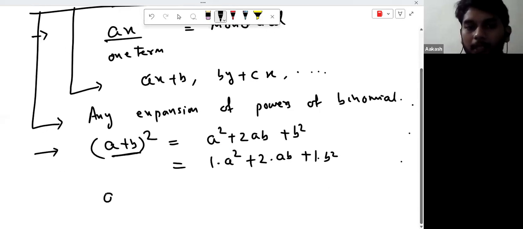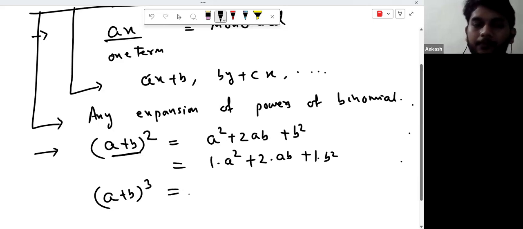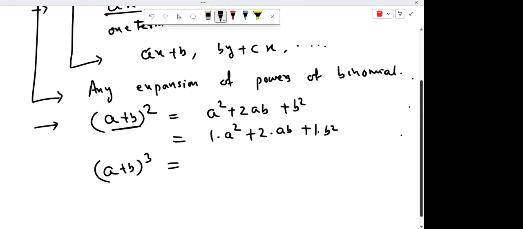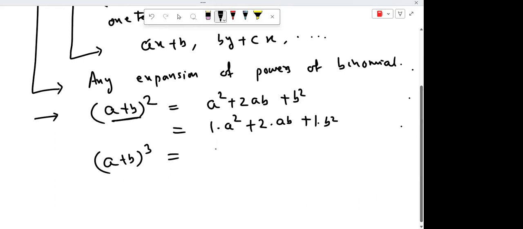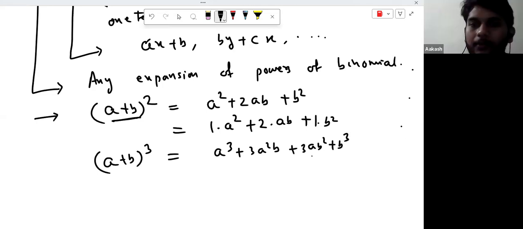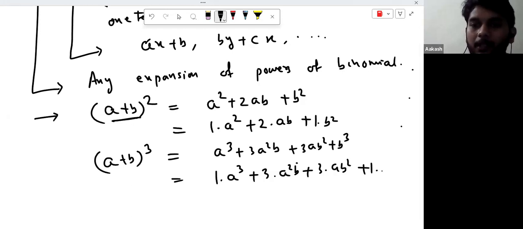We also know a plus b whole cube. Yes, sir. Tell me the formula. a cube plus 3a square b plus 3ab square plus b cube. Very good. So can I write this as 1 times a cube plus 3 times a square b plus 3 times ab square plus 1 times b cube.